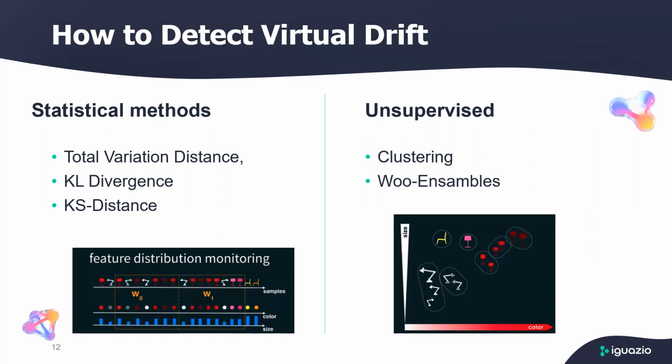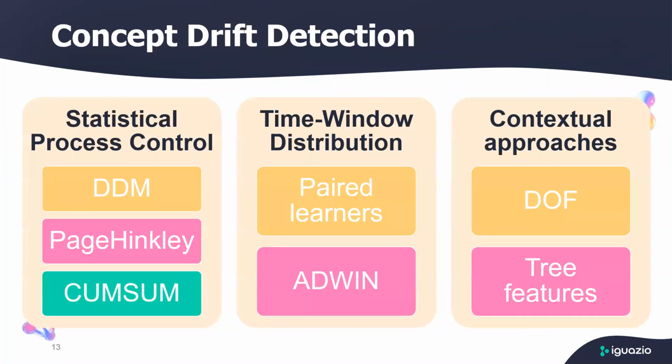Okay, there are also other unsupervised ways of doing it. We can essentially run clustering on the production data, and this way understand if there are issues or we don't have any issues, if it matches or doesn't match the clustering in our training.